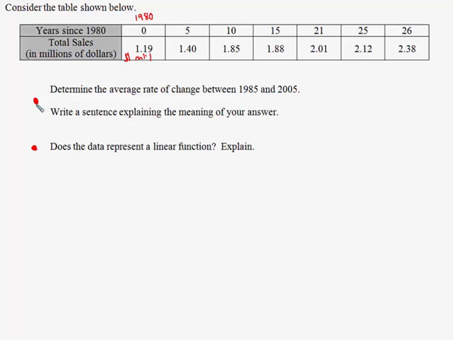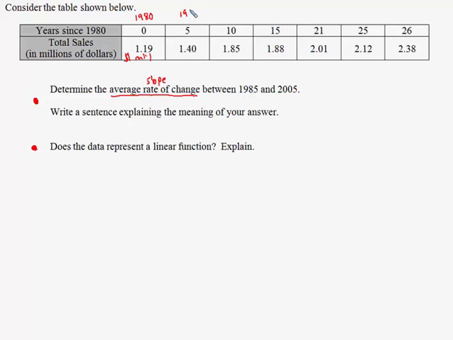The first problem I'm going to do is to determine the average rate of change, which in mathematics is the slope between 2 points. So determine the slope between the point corresponding to 1985 and the point that corresponds to 2005. First of all, I have to identify my 2 points, and when you do that, you should always include units. First, we identify that 1985 is 5 years since 1980.